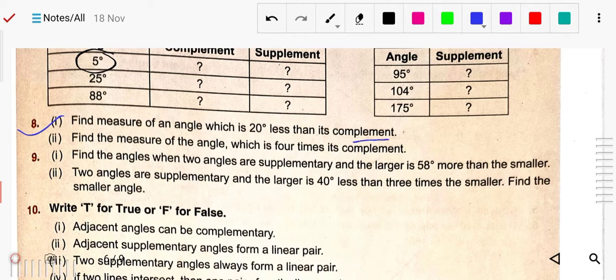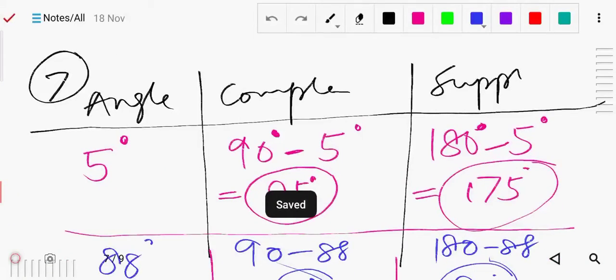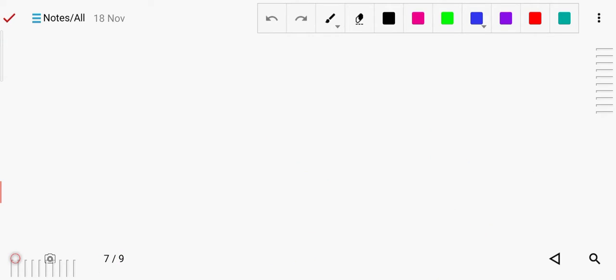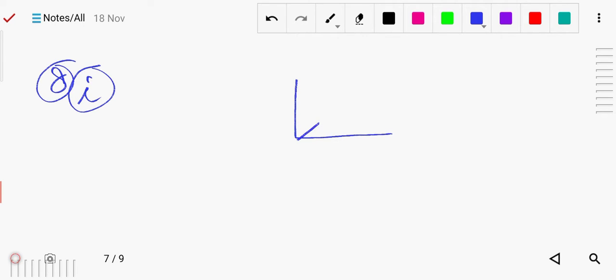20 less than its complement. Complement means 90 degrees. The sum of the two angles will be 90 degrees, it is sure, because we have to find the measure of the angle which is 20 degrees less than its complement. Okay, so two angles, their sum is 90 degrees because they are complements. Now suppose one is x, if we assume the first angle is x.